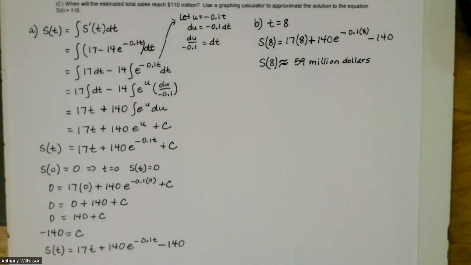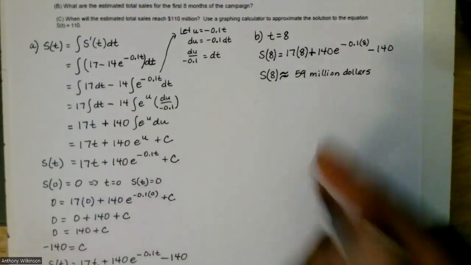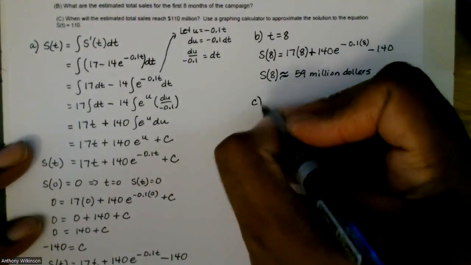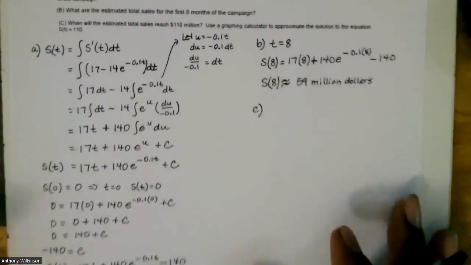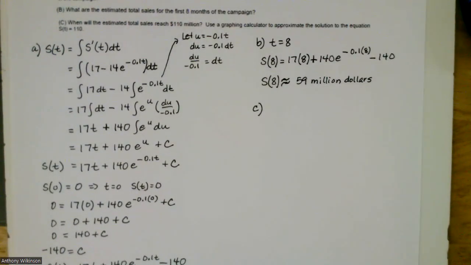So in this case here, the estimated total sales for the first 8 months of the campaign will be approximately $59 million. All right, now, part C. This is where you're going to need to use a graphing calculator because you're not going to be able to solve this problem algebraically. When will the estimated total sales reach $110 million? Use the graphing calculator to approximate the solution to the equation S of t is equal to 110.